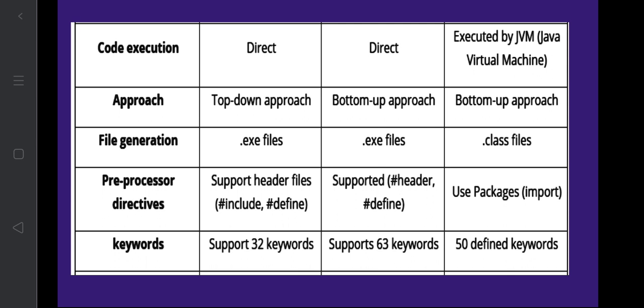And keywords, C supports 32 keywords. C++ supports more keywords than C, which is around 63 keywords. And Java has 50 defined keywords.